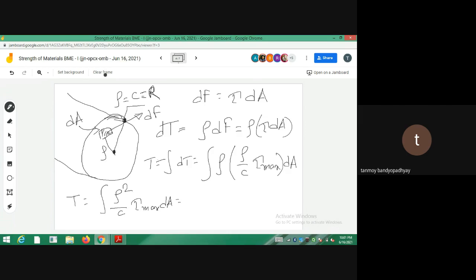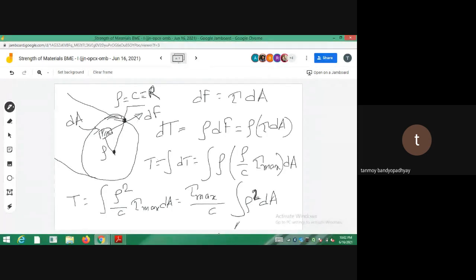So rho is a variable, c and tau max are constant. c is actually the outer radius r. So you should have tau max divided by c, integration of rho square into dA. So the integration of r squared dA, you can relate rho to r. So what is the integration of r squared dA over an area? It actually gives the polar moment of inertia of the shaft.